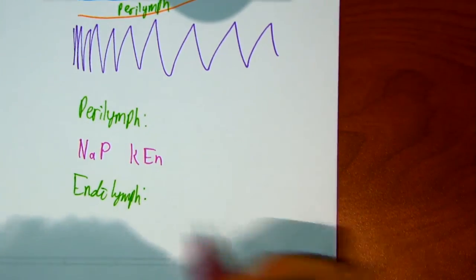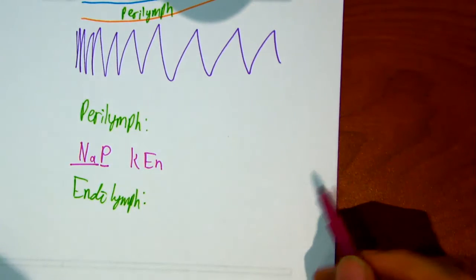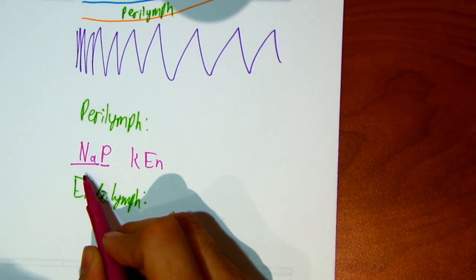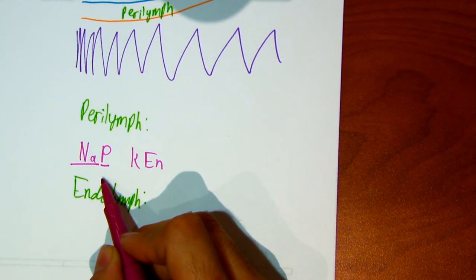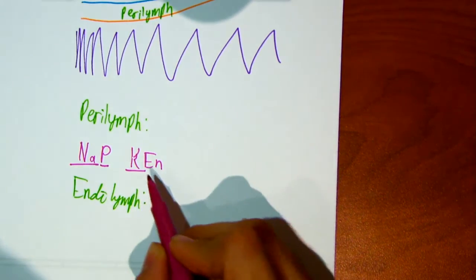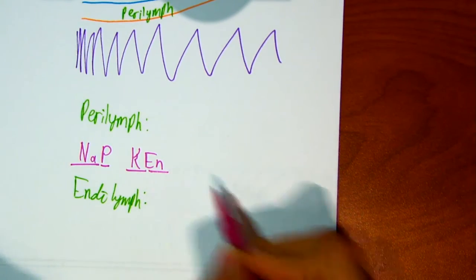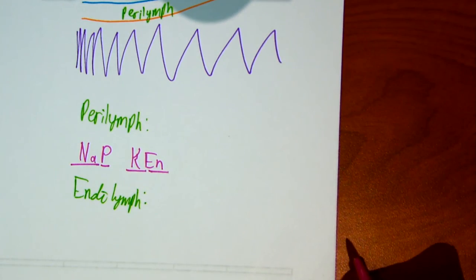And I wrote it like this for a reason. Na is sodium, and it's next to P. You have the highest concentration of sodium in the perilymph. K is for potassium. You'll have the highest concentration of potassium in the endolymph. So, NaPKE.